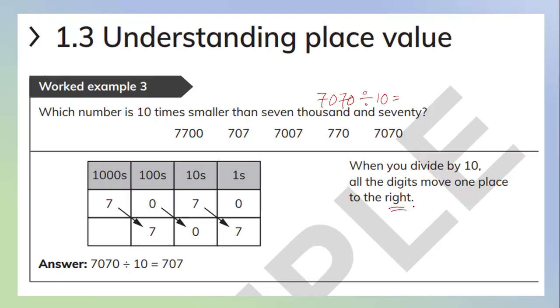So 7,070 becomes, let's look at the place value columns. The thousands, hundreds, tens, and ones. 7,070. These values move to the right one place. So this 7 thousand becomes 700. 0 becomes tens, and 7 tens becomes 7 ones. Okay. The answer is 707. So the right answer is 707.